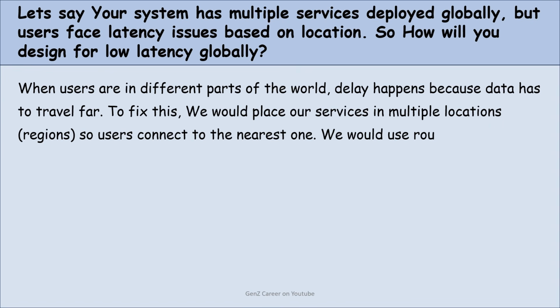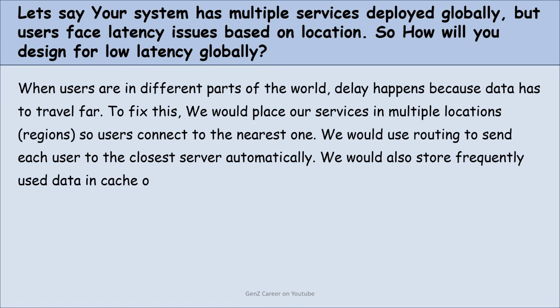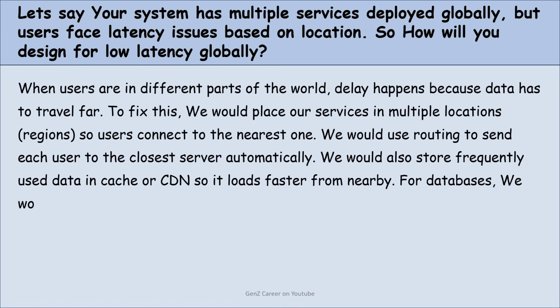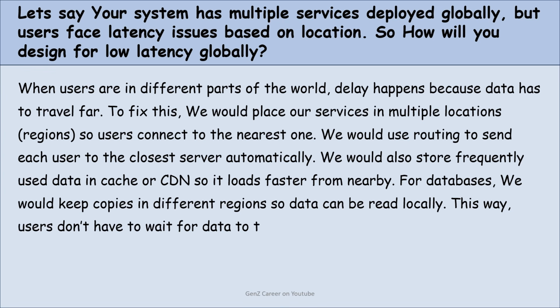We would use routing to send each user to the closest server automatically. We would also store frequently used data in cache or CDN so it loads faster from nearby. For databases, we would keep copies in different regions so data can be read locally. This way, users don't have to wait for data to travel long distances and everything feels faster. Are you getting my point?